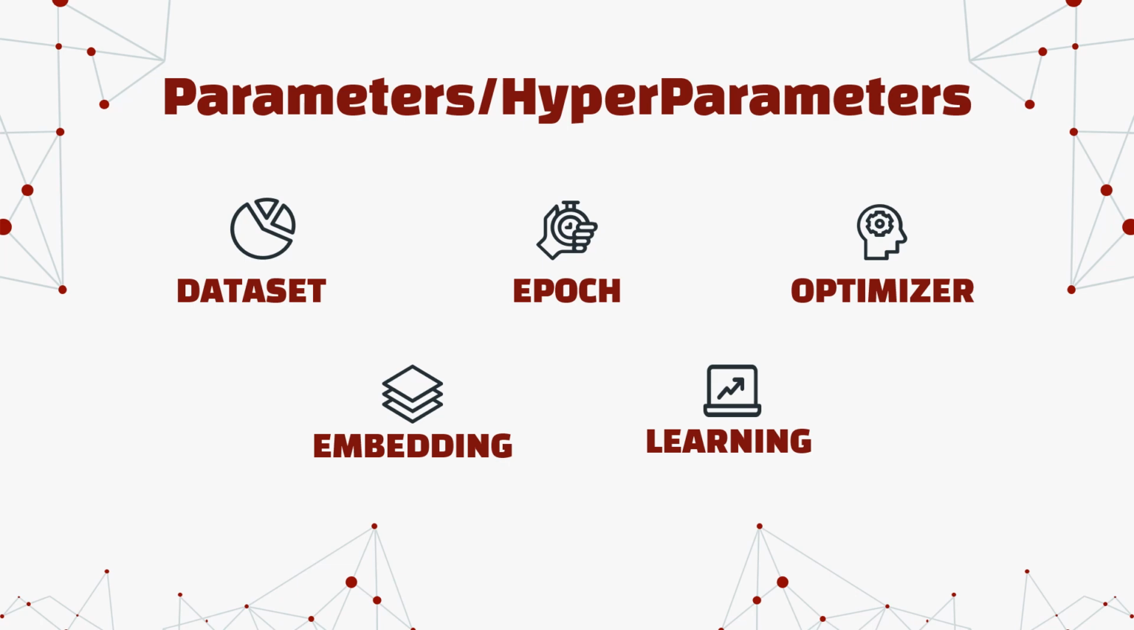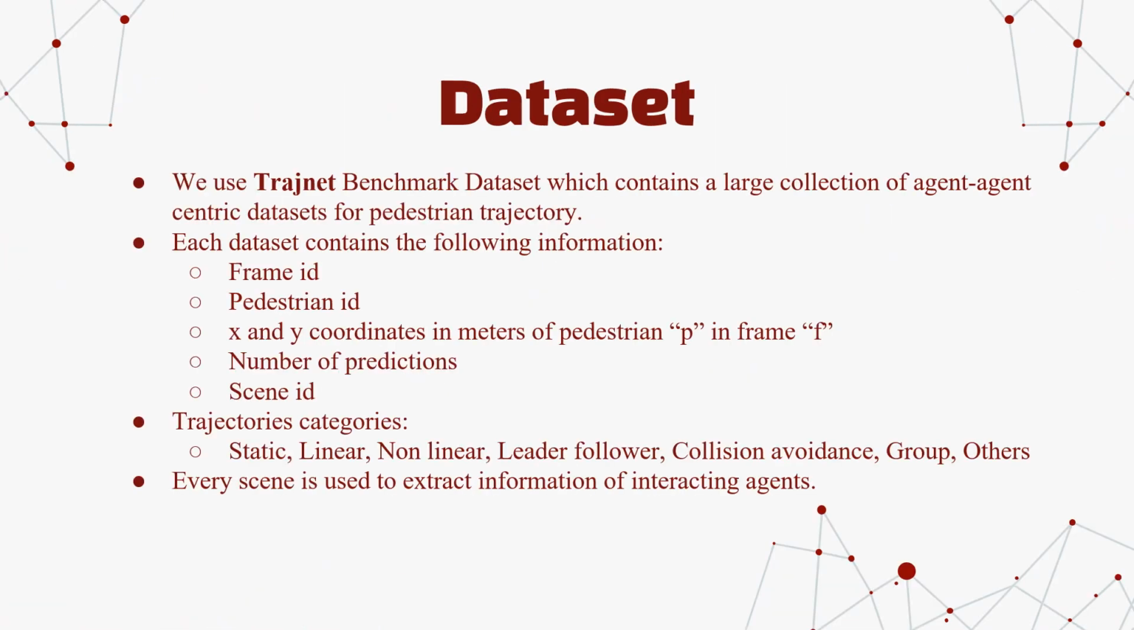Next, we will talk about the dataset and the various parameters and hyperparameters used for training. We use the TrajNet benchmark dataset, which contains a large collection of agent-to-agent centric datasets for pedestrian movement in crowded spaces. The dataset is recorded in several scenarios, including pedestrian trajectories captured in places such as shopping malls, airports, and public squares. Every dataset contains information about the frame and the XYZ coordinates of the pedestrians with respect to the frame.